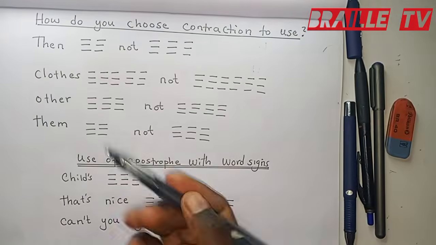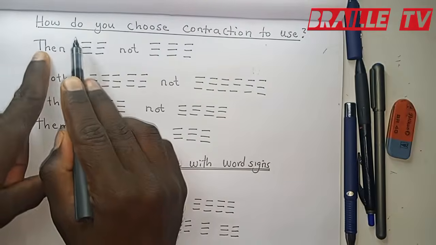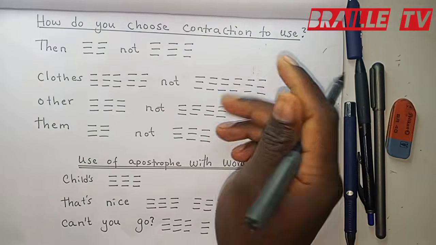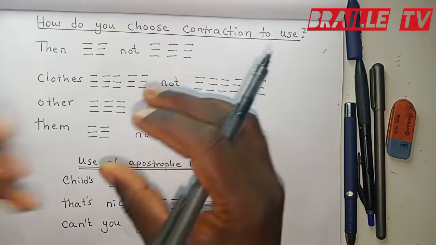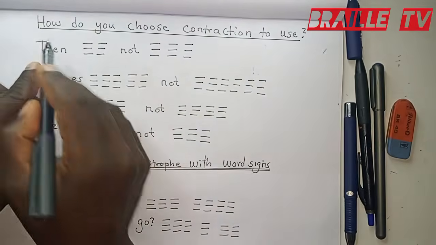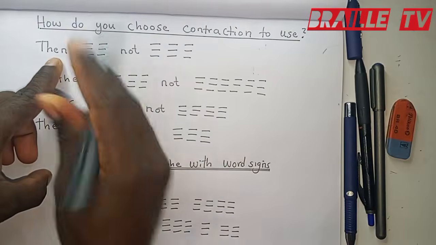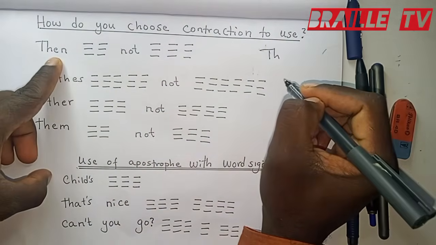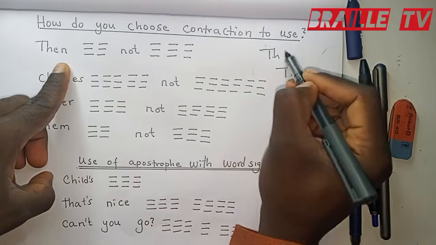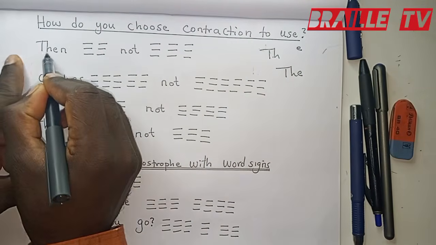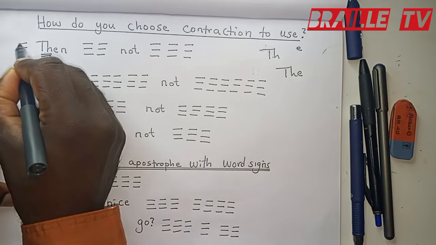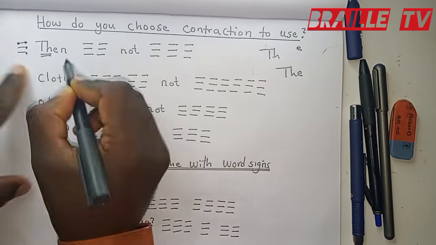Okay, now before we write these examples, let us read something here. How do you choose contraction to use? Remember, you have to be very keen when it comes to contraction. Okay, you must be very keen because we have some rules that you need to follow. For example, you get the word then. So remember, in this lesson we have looked at th, okay, but in the previous lesson we looked at the. So whenever you see th followed by letter e, for example in this word then, do not contract th as d plus dot 6. No, contract the word the.